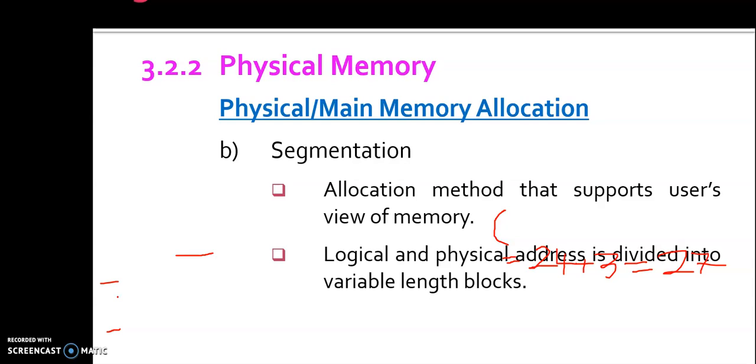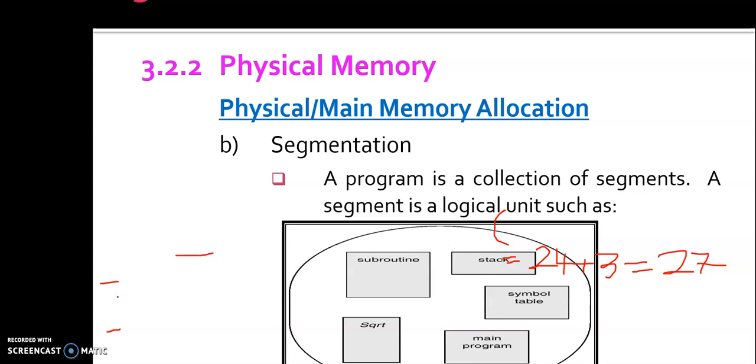Okay, so the same process in paging is broken down into pages, but in segmentation it is broken down into segments. So this is an example of a process which is now broken into segments. You have segment subroutine, segment stack, segment square root. So this is broken down into several segments. Again, it's still the same process, but now you have segments.